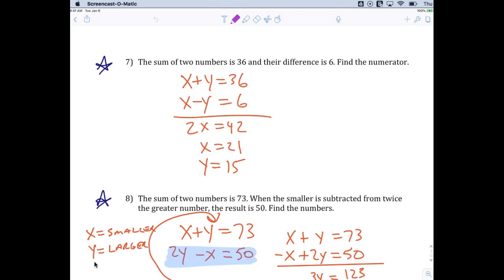You have to try it. I don't care what you write on your paper. You have to try something. I believe everybody in here could have written down x plus y equals 36. And just because you couldn't do number 6 doesn't mean you have no clue how to do number 7. All right? Any questions? I think 7 is super easy.